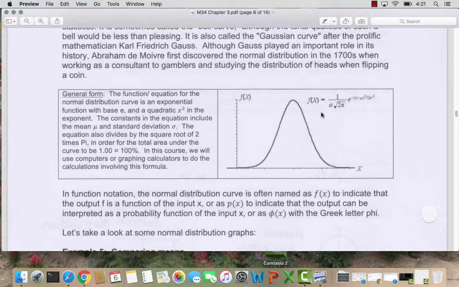I will not be asking you to work with this formula this semester. All area calculations are going to be done in StatCrunch. A student in calculus might have to manipulate this messy formula, but typically it's something that we outsource to computers to calculate or estimate the area for us.